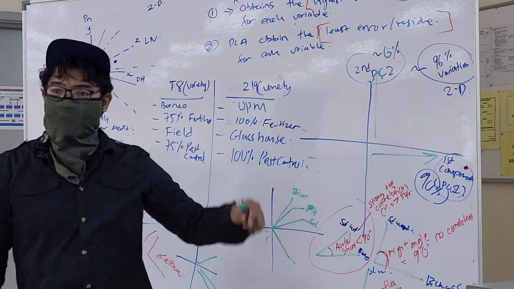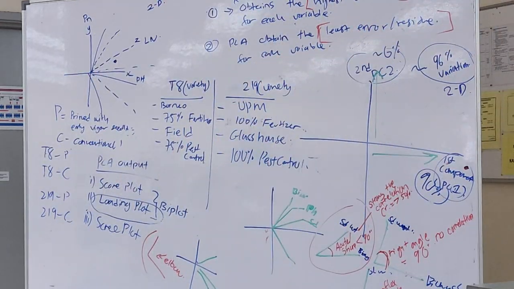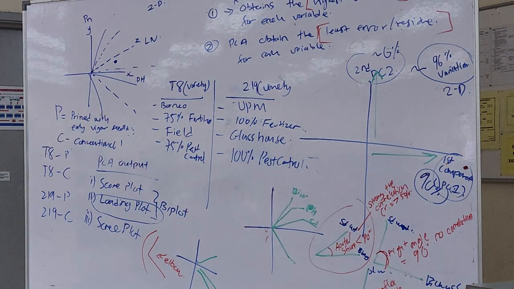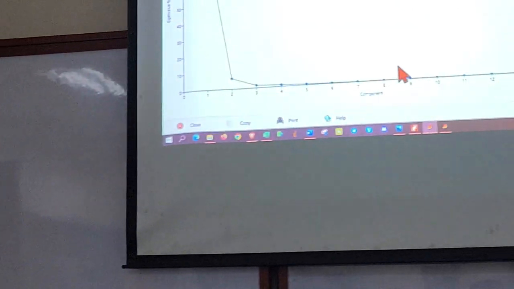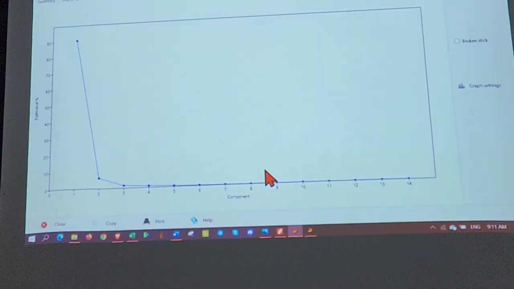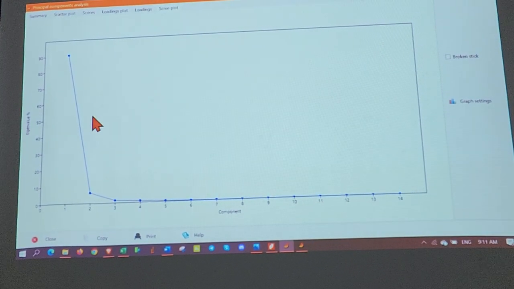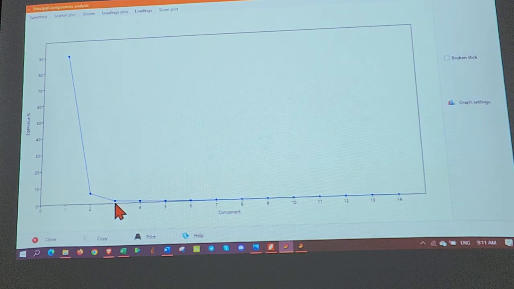Look at here. Does it look like an elbow? Meaning that the moment it hits the second component, it starts to bend. Does it follow the rule? So it follows the rule, meaning that there is no need to go to the third component. Two components is enough. But what happens if you have your elbow?